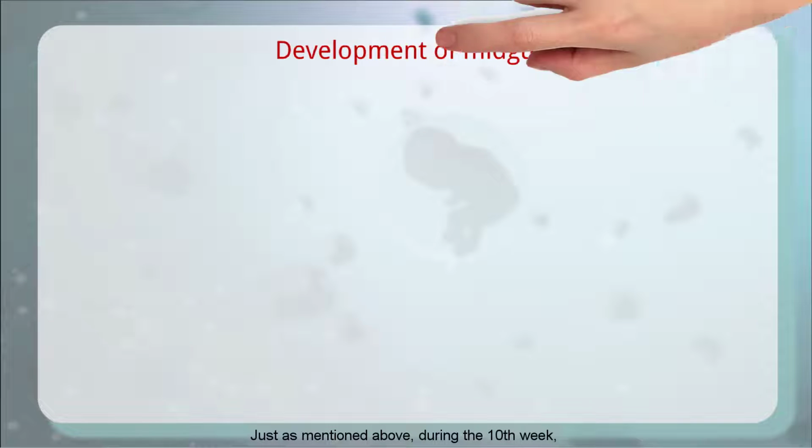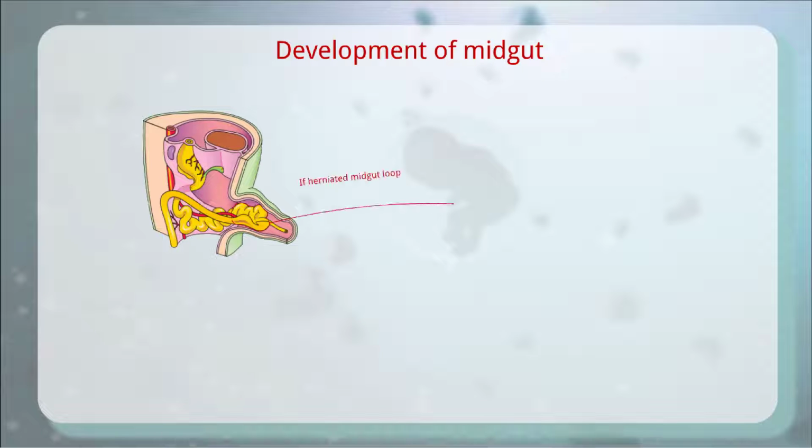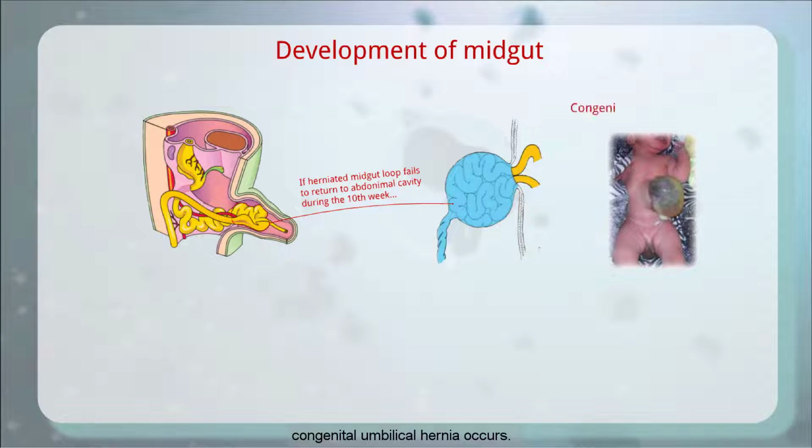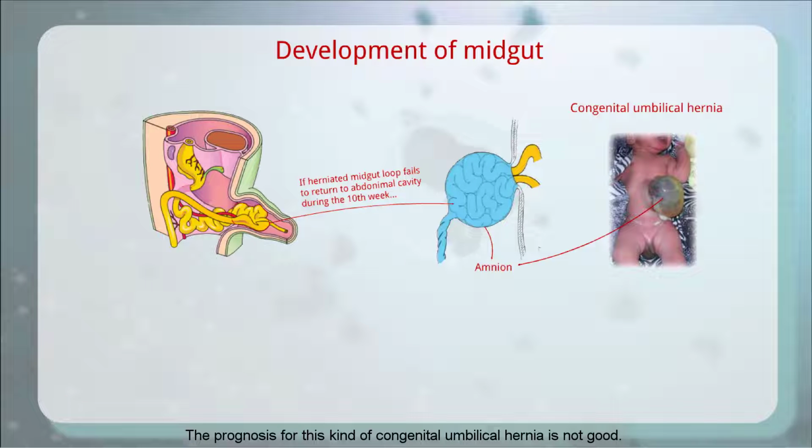Just as mentioned above, during the 10th week, the herniated midgut loop returns to the abdominal cavity. If the herniated midgut loop fails to return to the abdominal cavity during the 10th week, as the midgut loop still lies in the umbilical coelom and continues to develop, congenital umbilical hernia occurs. The protruding mass is usually covered by a transparent amniotic membrane. The prognosis for this kind of congenital umbilical hernia is not good.